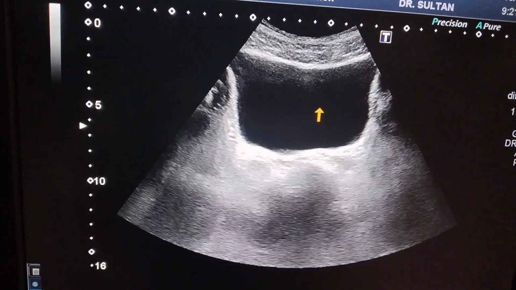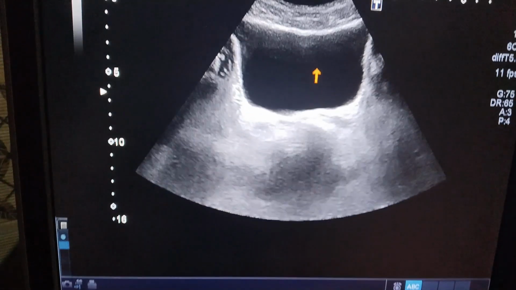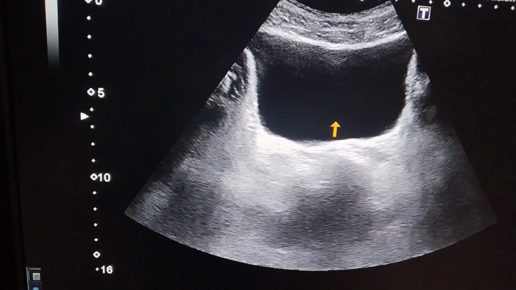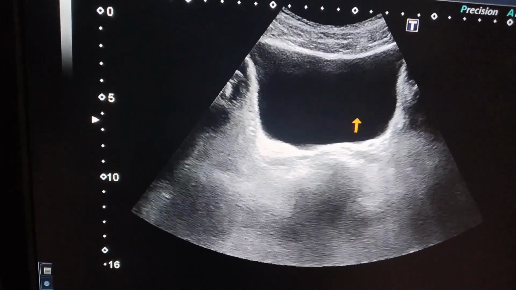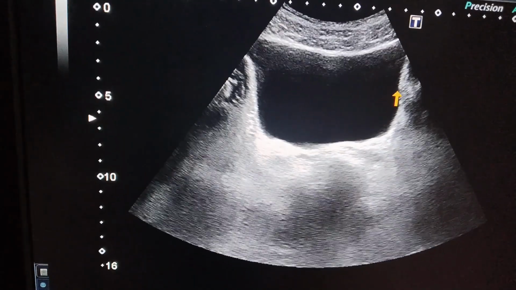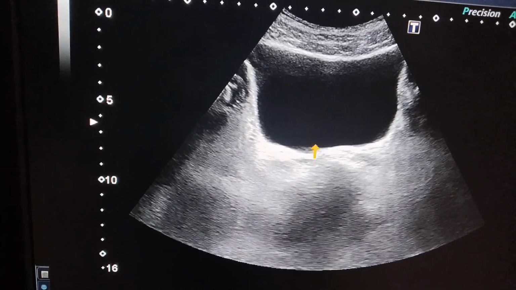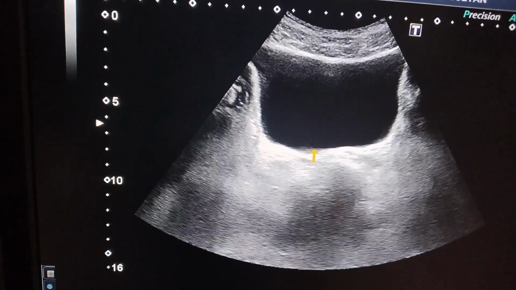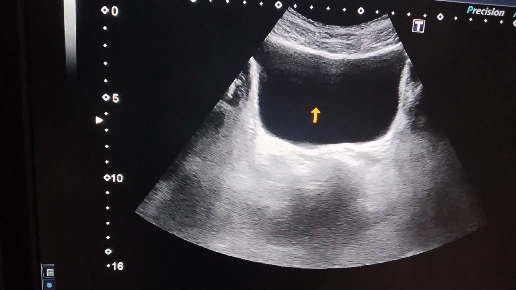So what is the function of the urinary bladder? It stores the urine, and then empties it during the detrusor contraction. When the detrusor muscle is contracted, the urethral sphincter should be relaxed.